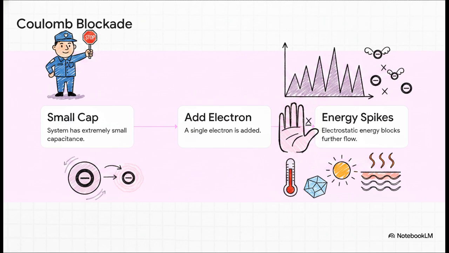This is huge, because it allows us to control the flow of electricity with unprecedented precision, literally one electron at a time. And interestingly, this effect works best at super low temperatures, because too much thermal heat can actually give electrons the energy they need to push right past the blockade.